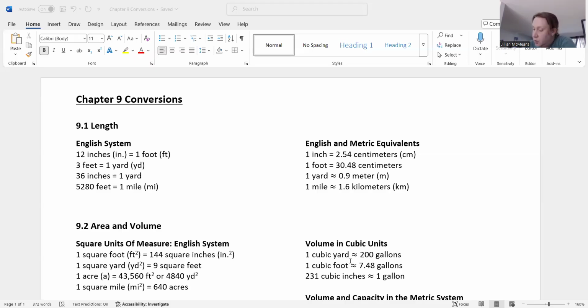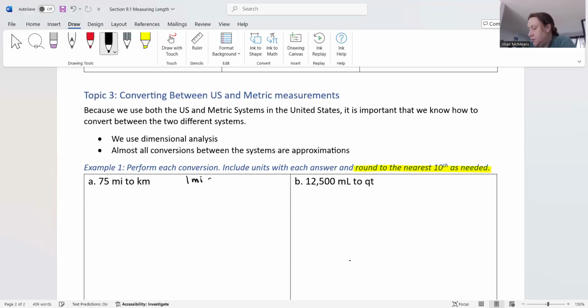All right, so 1 mile is approximately 1.6 kilometers. Remember with dimensional analysis, we start with what we're given. We have 75 miles. I like to write it as a single fraction, so I write it as something over 1 just so it looks like a fraction all on its own. And then we're going to multiply it by a unit fraction that relates miles and kilometers.